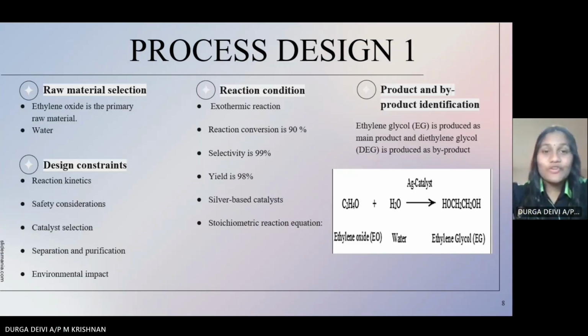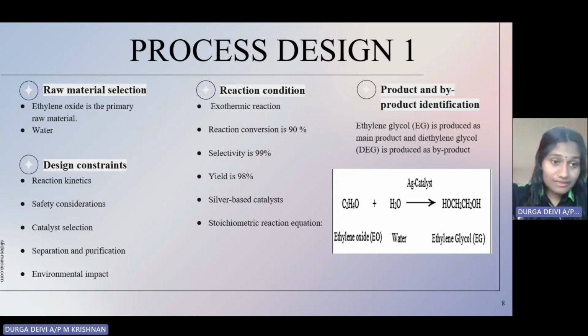Moving on to the process design 1. Raw material selection: ethylene oxide is the primary raw material, and water is also considered a raw material of this process. For the reaction condition, it is an exothermic reaction, the reaction conversion is 90%, the selectivity is 99%, the yield is 98%, and a silver-based catalyst is used. The stoichiometric reaction equation is shown in the slide, where ethylene oxide reacts with water with the aid of a silver-based catalyst to produce ethylene glycol.